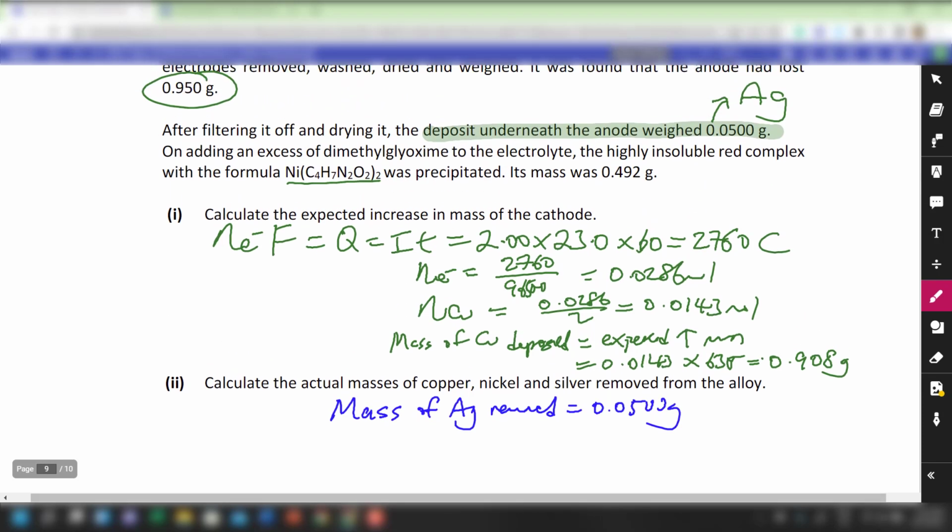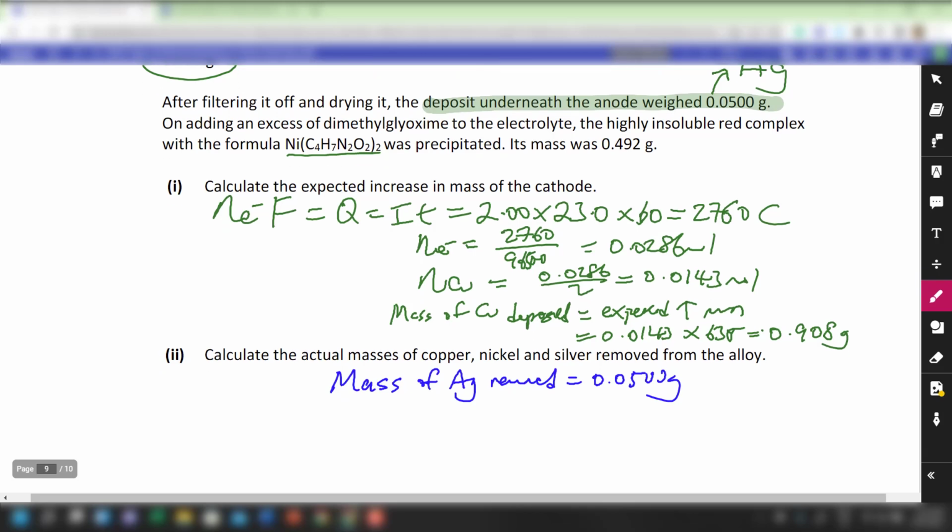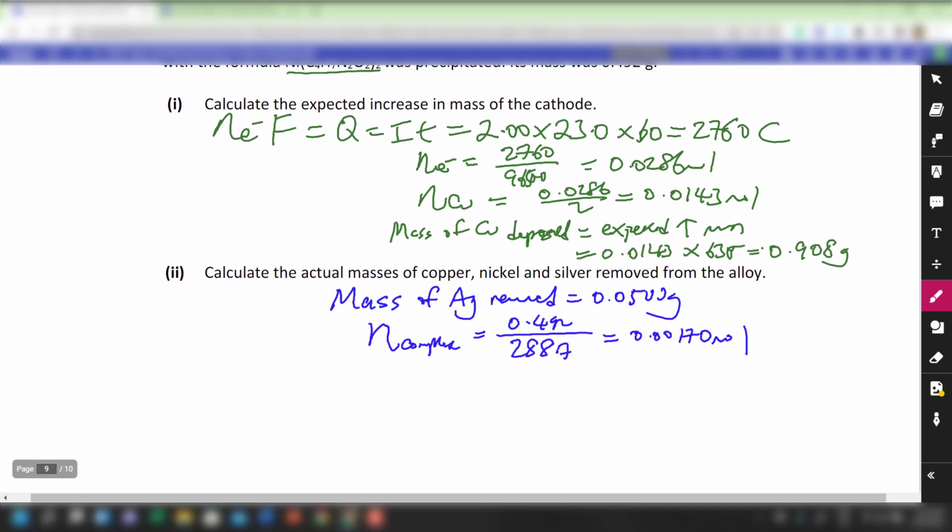And then the mass of nickel we can easily calculate because we know the formula of the insoluble red complex. So we can calculate the number of moles of complex. That will be equal to 0.492 divided by the relative molecular mass. We can just use the calculator and sum it up. We should be able to get 288.7. Then we'll end up with 0.00170 moles, or you should write it as 1.70 times 10 to the power minus 3 moles.